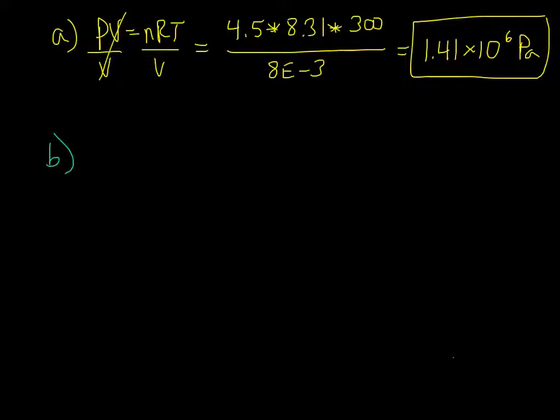For part B, the sealed cylinder is now placed in a large tank containing a mixture of ice and water at 0 degrees Celsius, or 273 Kelvin. Neglecting any change in the volume of the cylinder due to thermal expansion, determine the pressure of the neon gas after the cylinder and its contents have reached thermal equilibrium with the ice-water mixture.